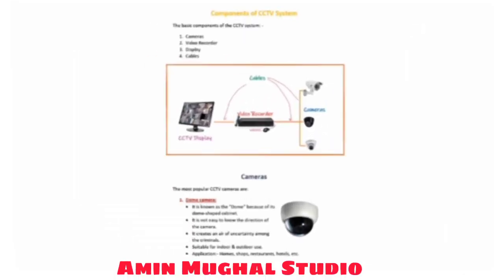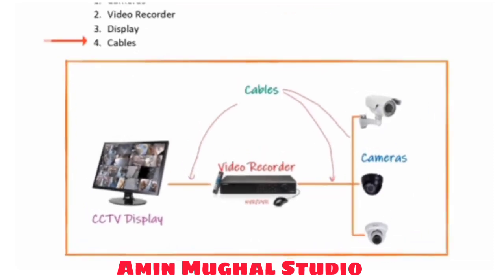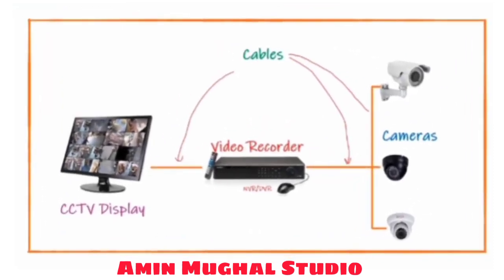Starting with the basic components of the system, it is very important to know about the system you are going to draft. Generally, there are four basic components of the CCTV system: cameras, video recorders, display units, and the cables. See in this diagram how these four components are interconnected to perform a desired function of surveillance.